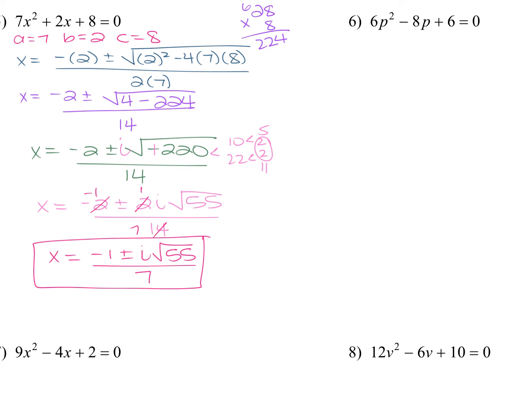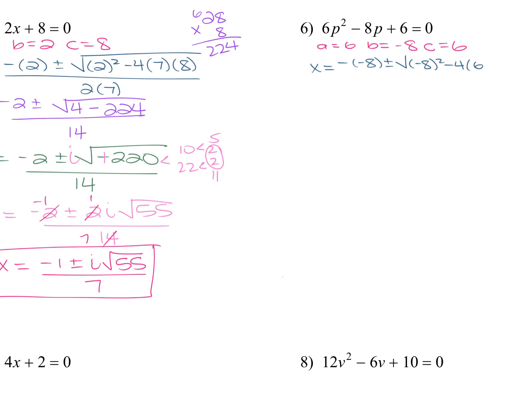For 6, you have 6p squared minus 8p plus 6 is equal to 0. So your A is 6, B is negative 8, and C is 6. So this is going to give us x is equal to the opposite of negative 8 plus or minus the square root of negative 8 squared minus 4 times 6 all over 2 times 6.